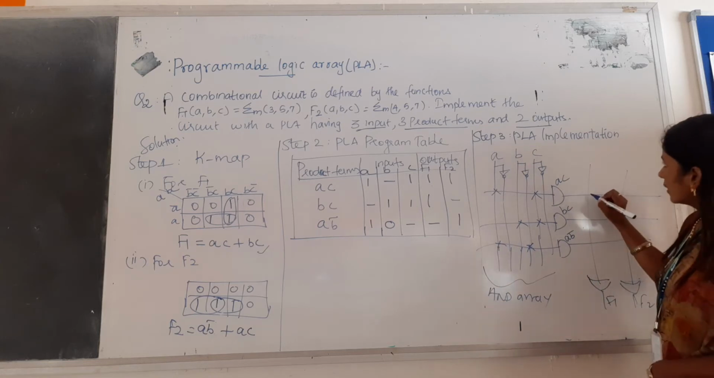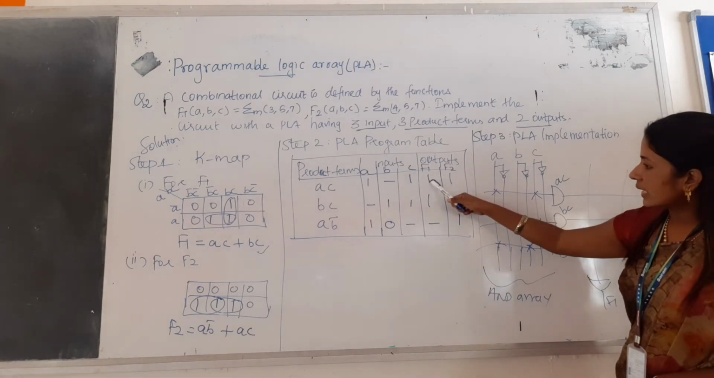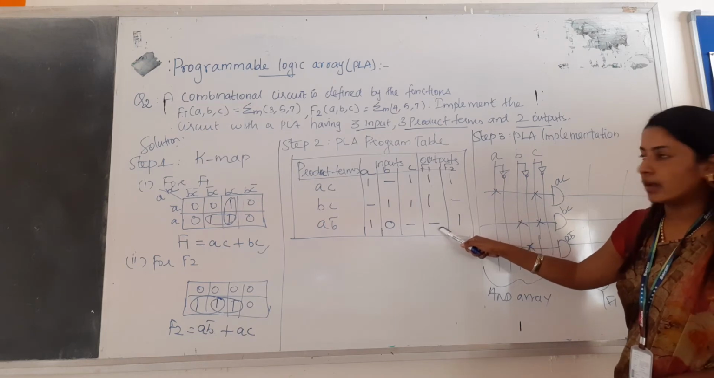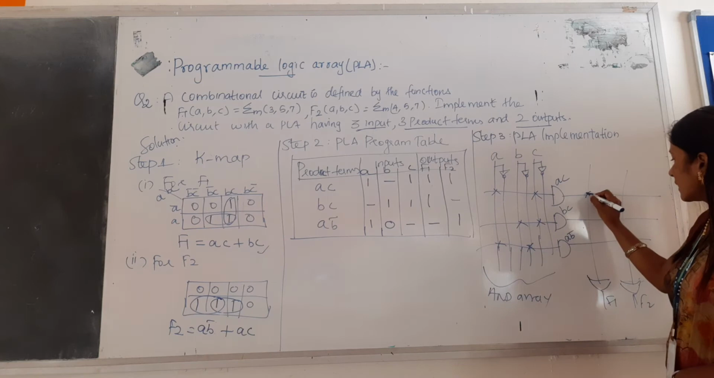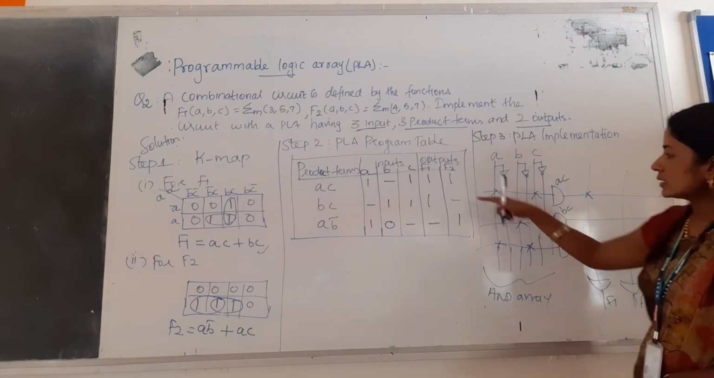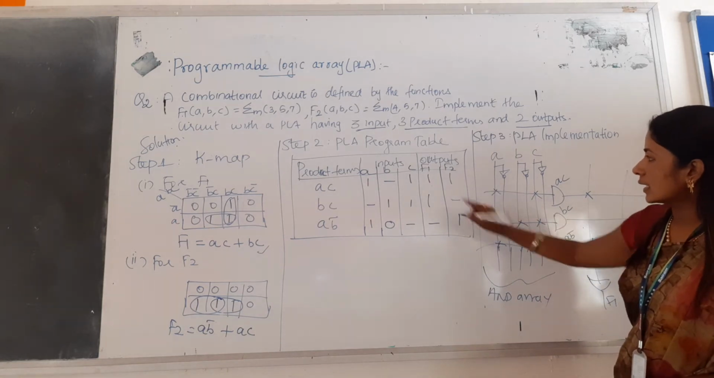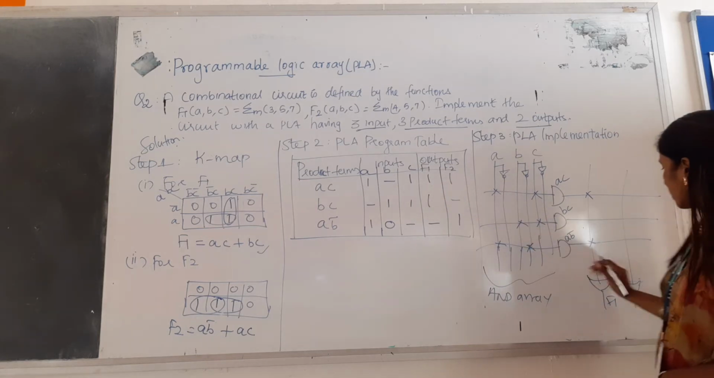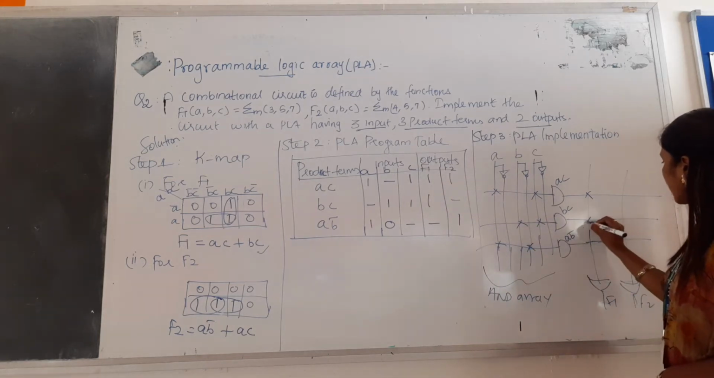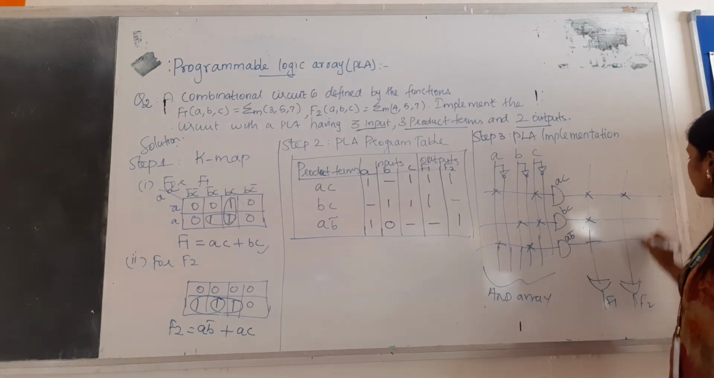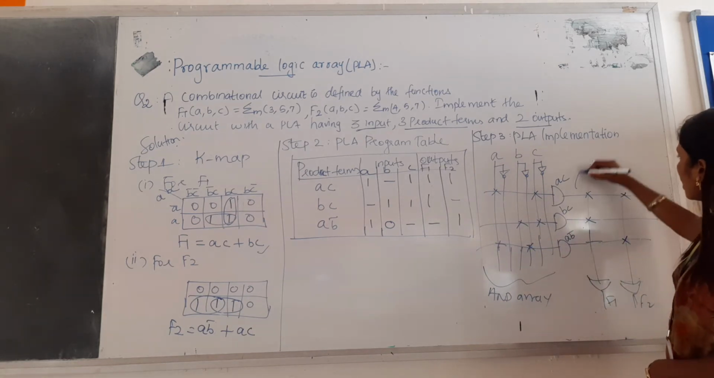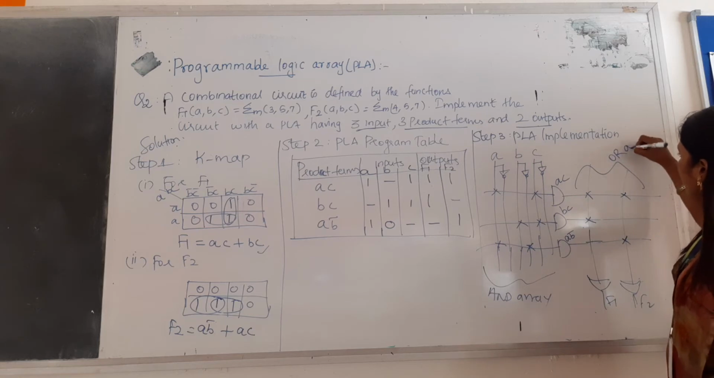Okay, so now we have to check F1. F1 is AC and BC, so we cross the AC and BC terms. F2 is AC and A B bar. The OR array is also done.